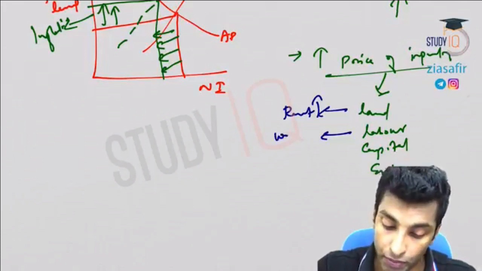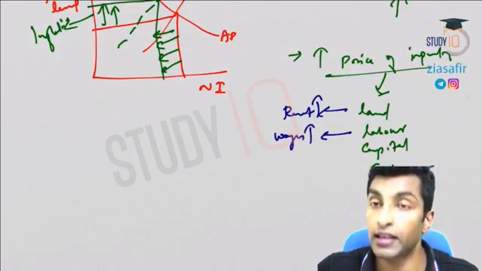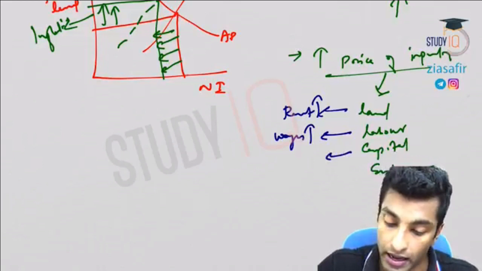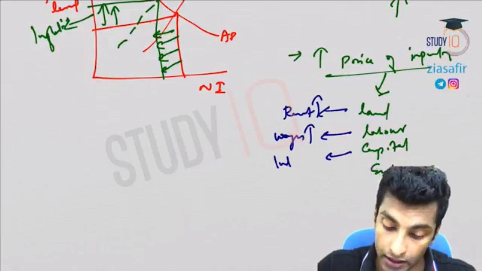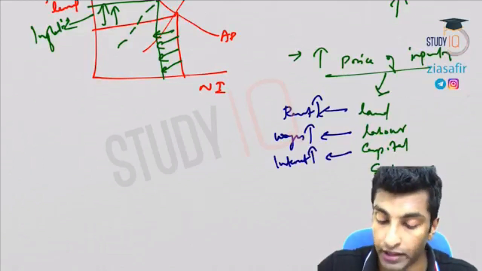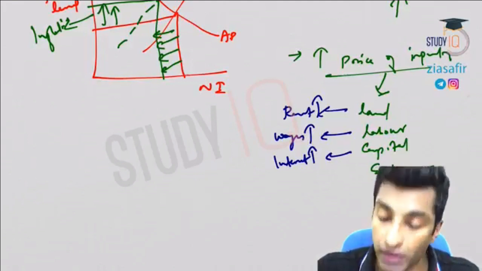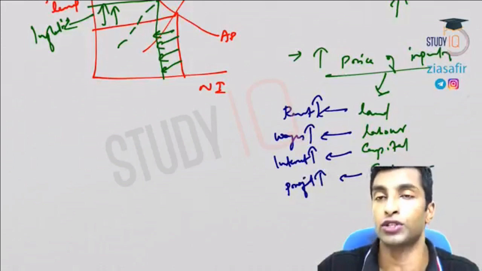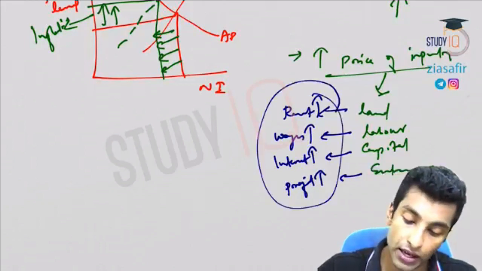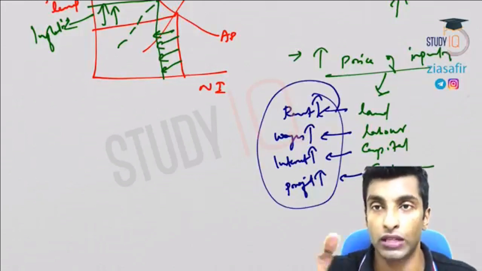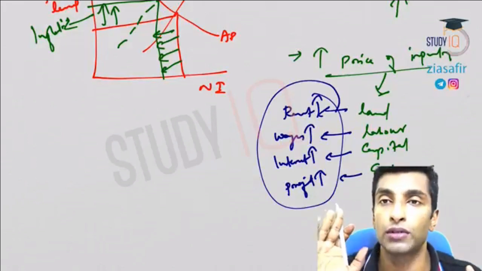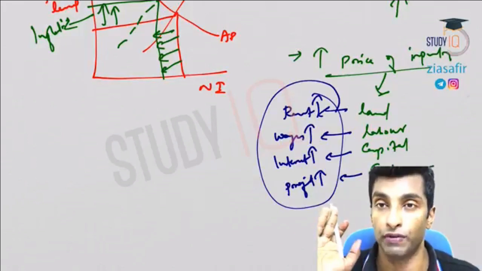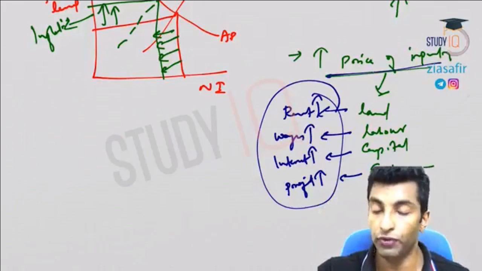Labor, you have to pay wages. So if wages increase, that also affects cost of production. Capital, that is the interest. If interest increases, then also cost of production will be more. Entrepreneurship, that is profit. So if you take more profit, still cost of production is more. So any of this increase means cost of production will be more. So supply will come down. That leads to supply side inflation or cost push inflation. So increase in price of inputs.